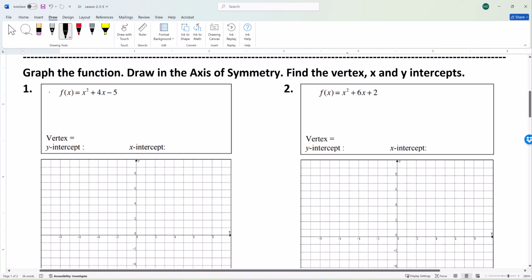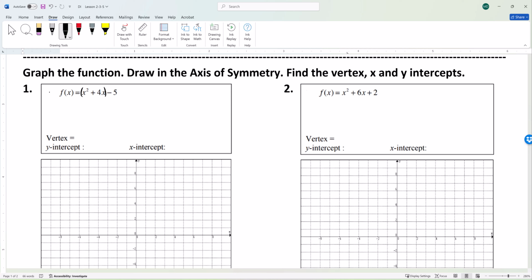All right, so it says graph the function, draw the axis of symmetry, find the vertex and x and y intercepts. So first thing is putting it into graphing form. That's going to make it a little bit easier for us. So remember, we want to isolate our x's.